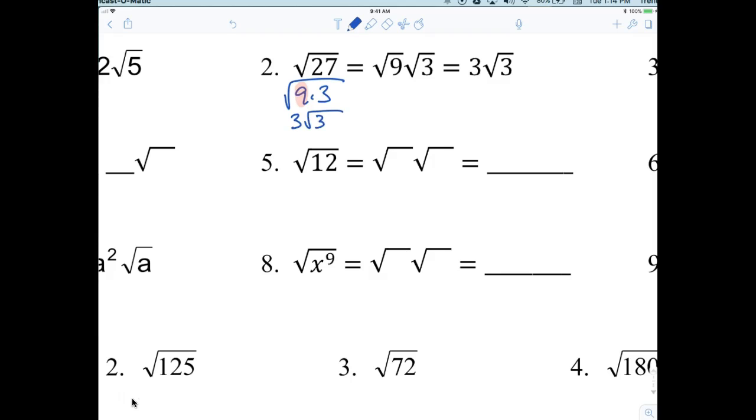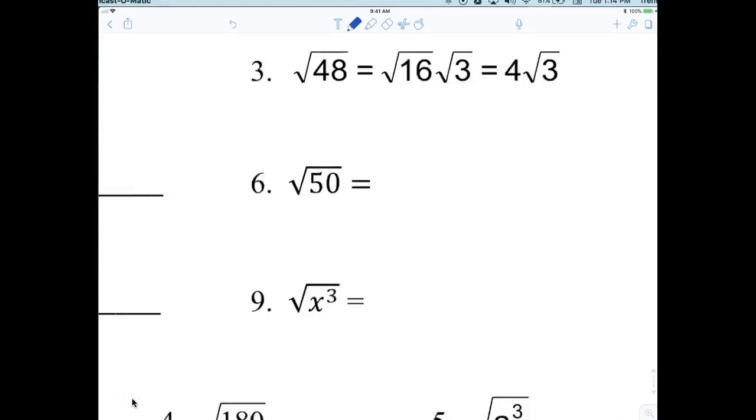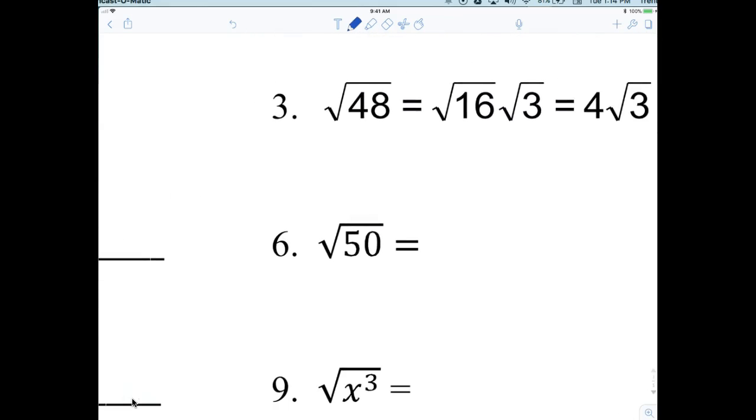So again, you're going to start to look at numbers differently now. If it's not a perfect square, you've got to try to find the largest perfect square that is a factor of that number. Let's take a look at square root of 48. Now, most people look at 48 and say that's 4 times 12.